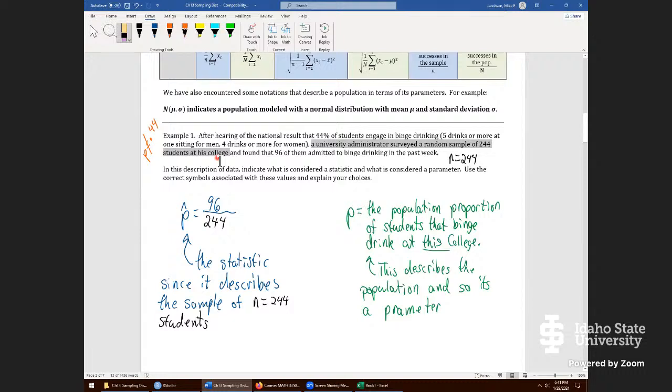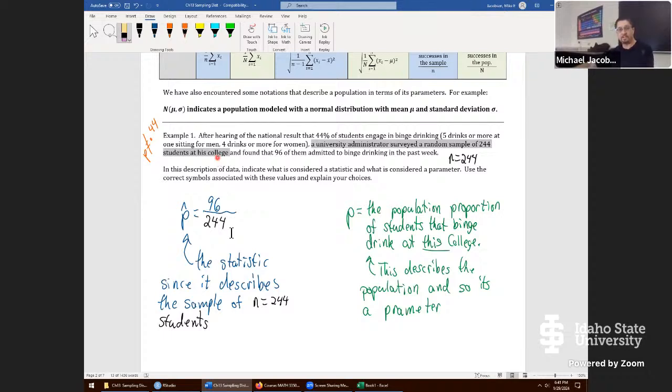Oh, okay, that makes so much more sense. Thank you. Yep, you betcha. Yeah, it's very foggy a lot of times. But if you start with the sample, that's a good way to reverse engineer what our actual population was.